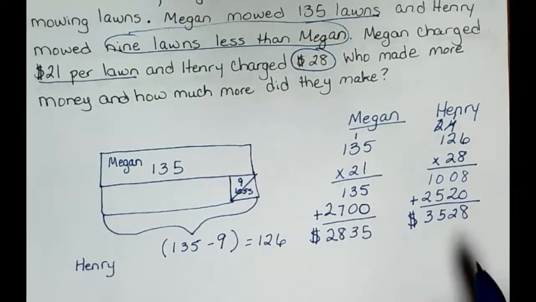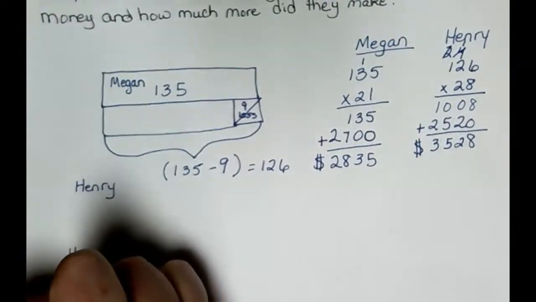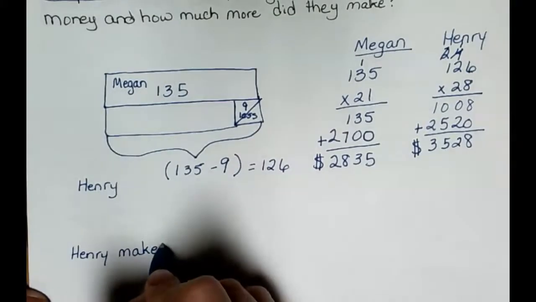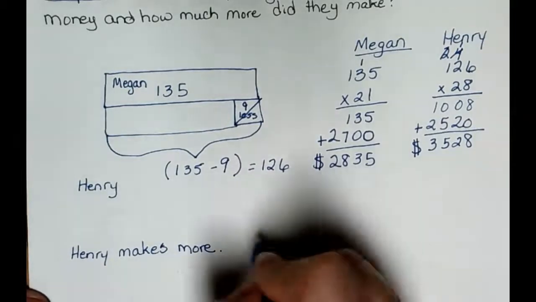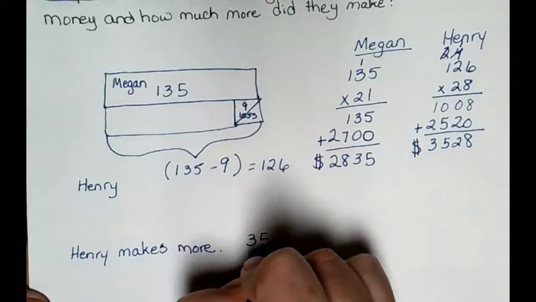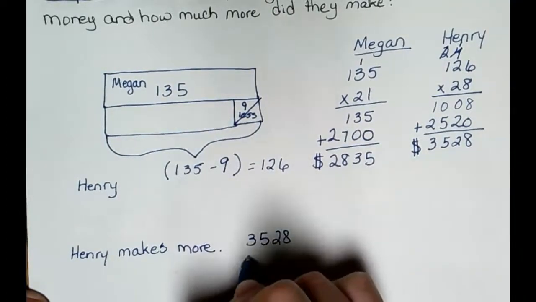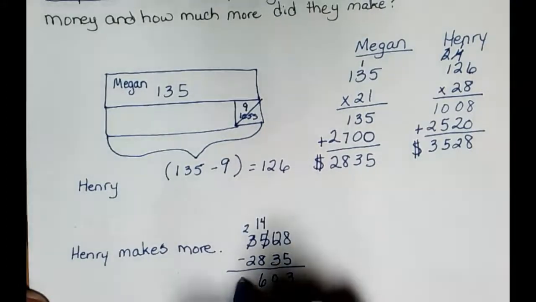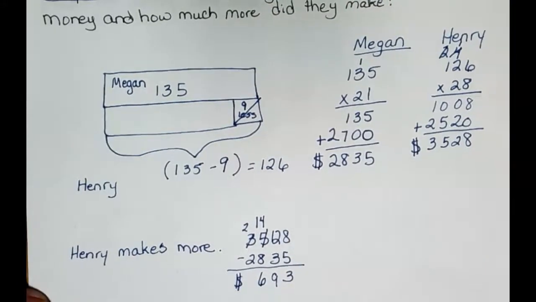My question asks, who made more money and how much more did they make? So I can now tell the answer to part of that question. We now know Henry makes more over the course of the summer, but we also need to know how much more Henry makes. How could we solve that? Right, we can subtract. So I'm going to take Henry's amount and subtract Megan's amount to find the difference. And we find that Henry made $693 more that summer.